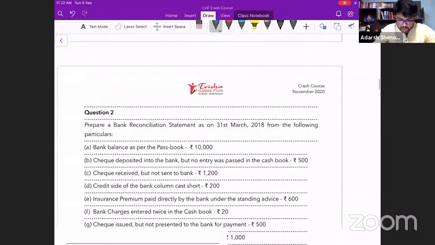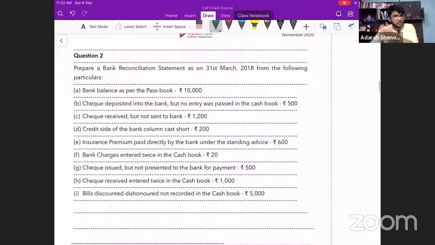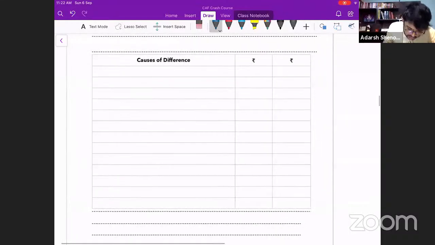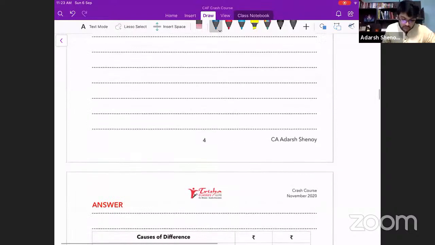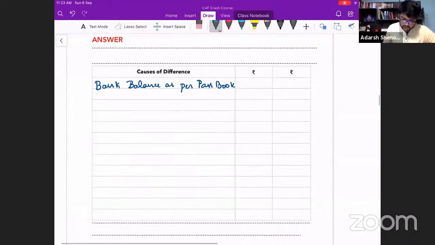Can I go to the next problem? Yes. Prepare a bank reconciliation statement as on 31st March 2018 from the following particulars. Bank balance as per passbook is given, 10,000. Let me write that. As per passbook. Can you tell me favorable or unfavorable is this? This is favorable balance. How much is the amount? 10,000.